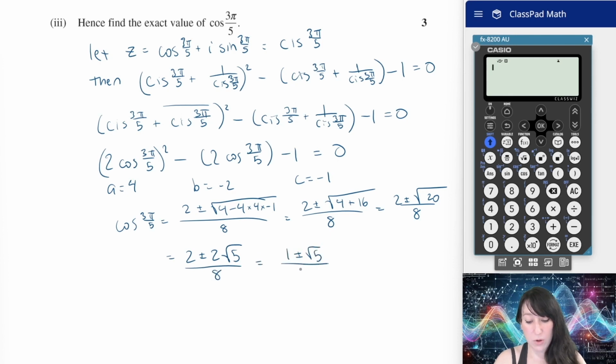Now, 3 pi over 5 is in quadrant 2. In quadrant 2, cosine should be negative. So the solution we're looking for is 1 minus root 5 over 4, which will be negative since the square root of 5 is bigger than 1.